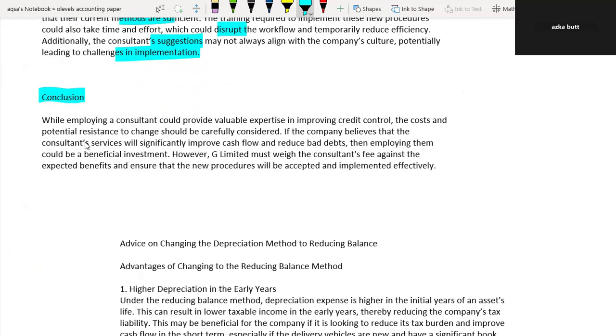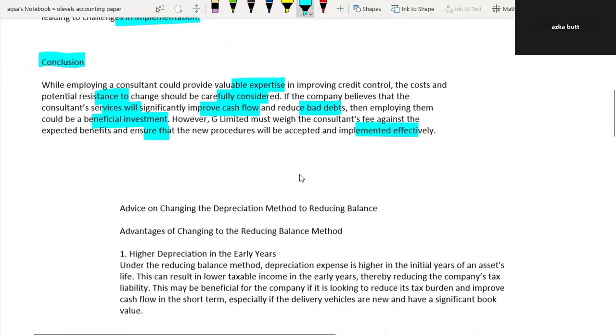So in conclusion, we can say that while employing a consultant provides valuable expertise in improving credit control, the cost and potential resistance to change should be carefully considered. If the company believes that consultant services will significantly improve the cash flow and reduce the bad debts, then employing them would be a beneficial investment. However, G Limited must weigh the consultancy fees against the expected benefits and ensure that the new procedures will be accepted and implemented effectively.